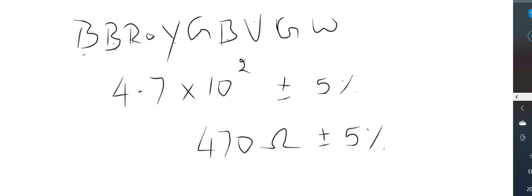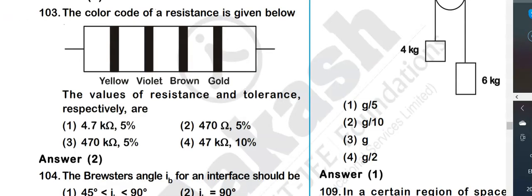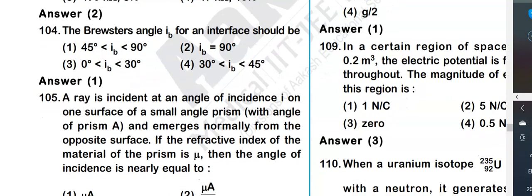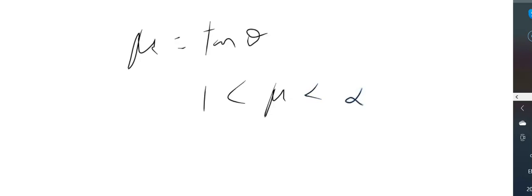Okay. Next, coming to question 104, the Brewster angle IB for an interface should be, this is quite interesting, mu is equal to tan theta. Mu is equal to tan theta. So the mu value can range between 1 and infinity, 1 less than mu, less than infinity.